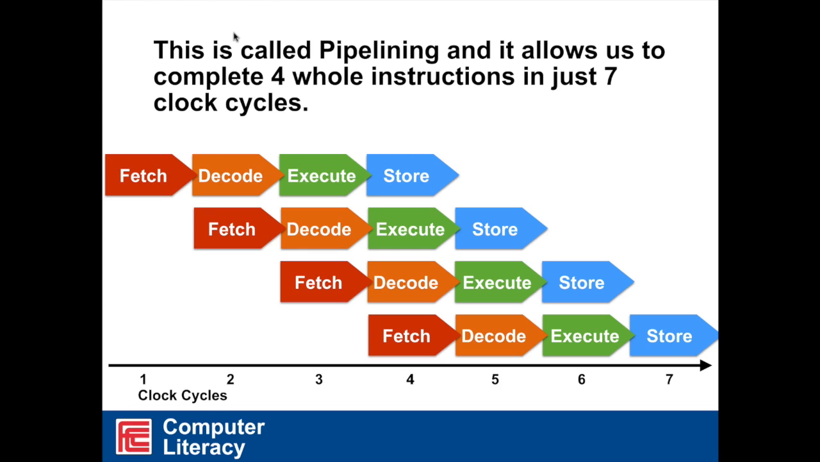And so the first instruction starts its fetch process and then gets moved to decode. Now, while it's in decode, a second instruction starts its fetch cycle. And then one moves on to execute, one moves on to decode, and then you start a fetch on a new instruction. And with this process, you can actually get 4 whole instructions as well as partial bits of a couple other instructions, all done in 7 clock cycles. It makes the process a lot more efficient.